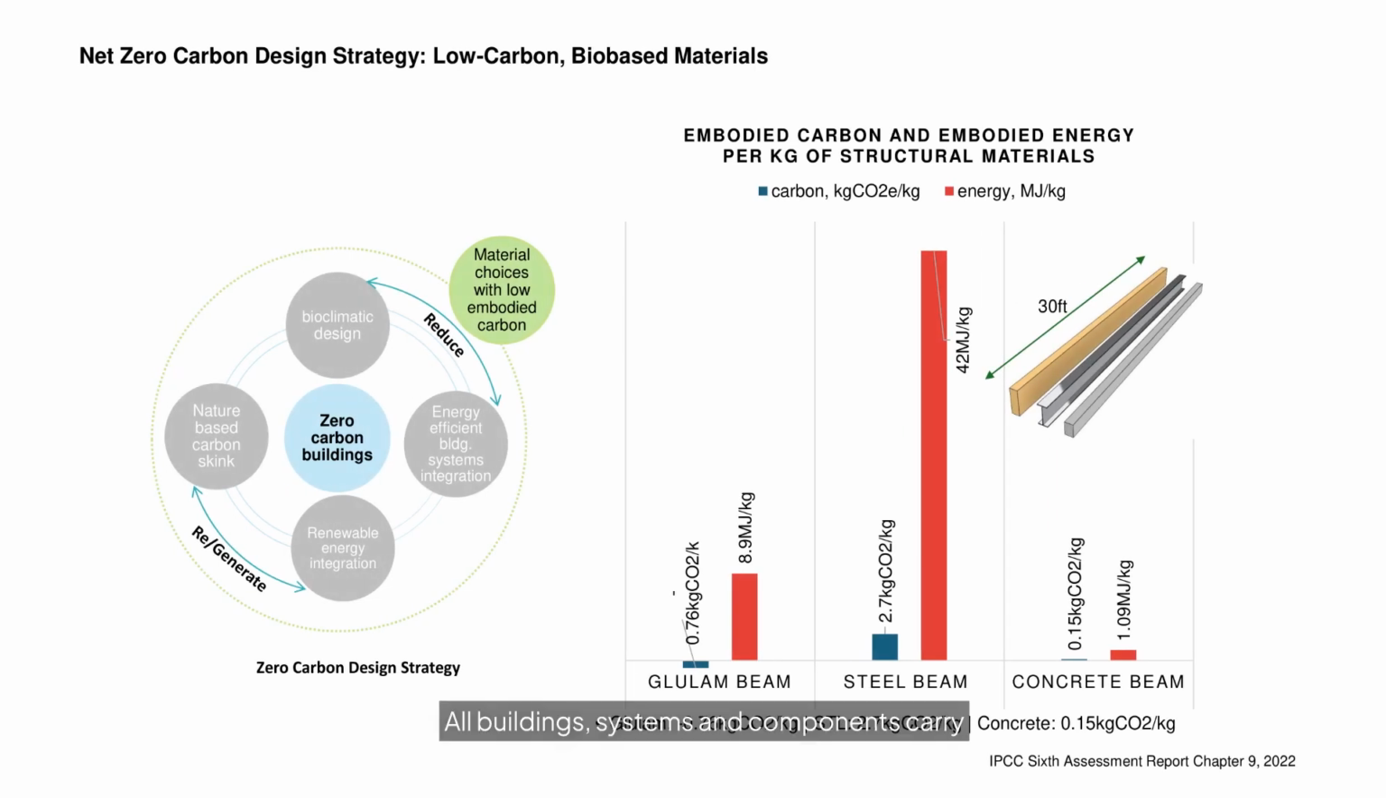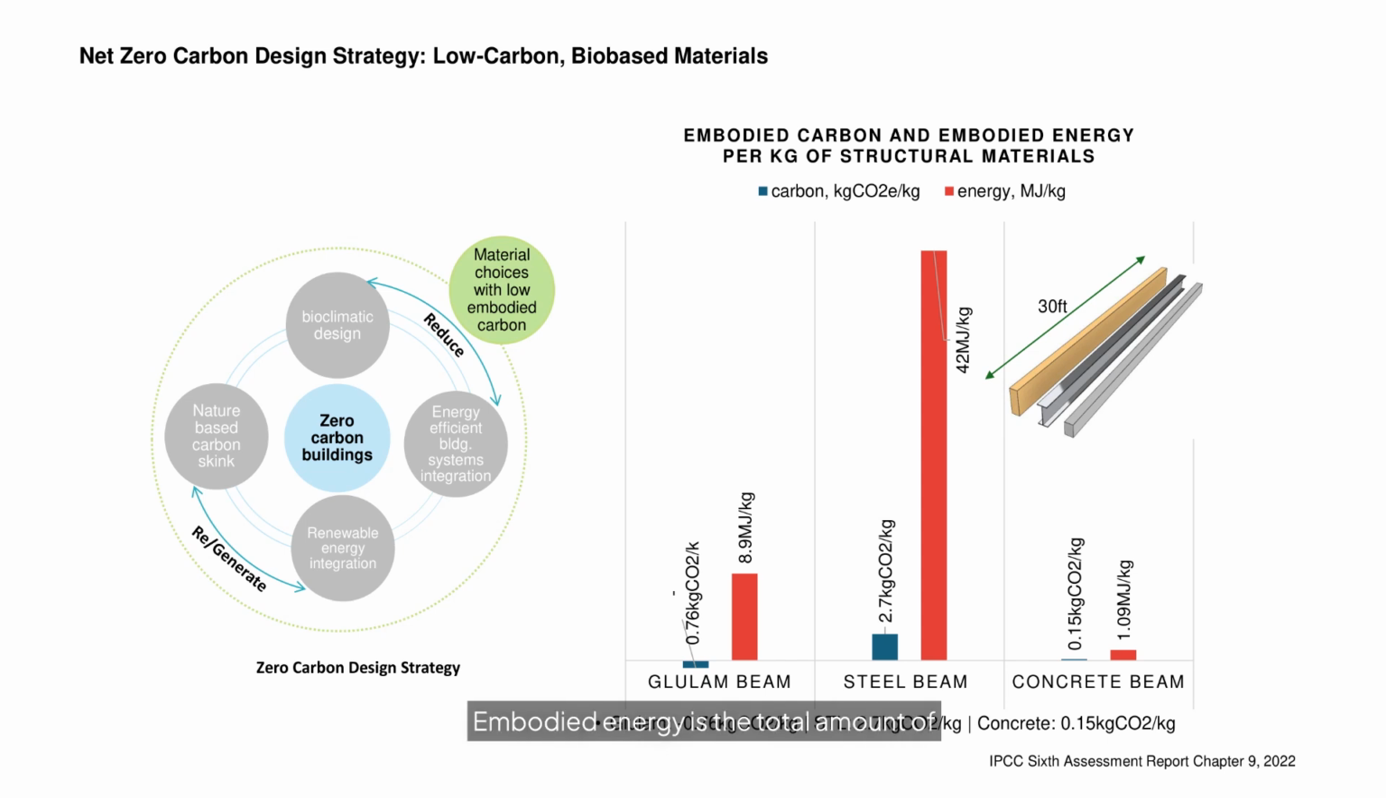All buildings, systems, and components carry embodied carbon resulting from carbon emission associated with manufacturing, transportation, and construction activities. Choosing low carbon materials connects to the reduce framework. The chart on the right compares the embodied carbon and embodied energy of structural materials for a unit weight. Embodied carbon refers to the total greenhouse gas emissions associated with the manufacturing, transportation, and assembly of materials, expressed as kilograms of CO2 equivalent per kilogram of material.